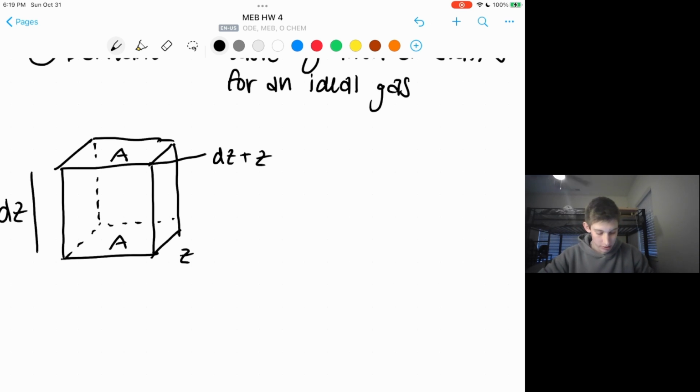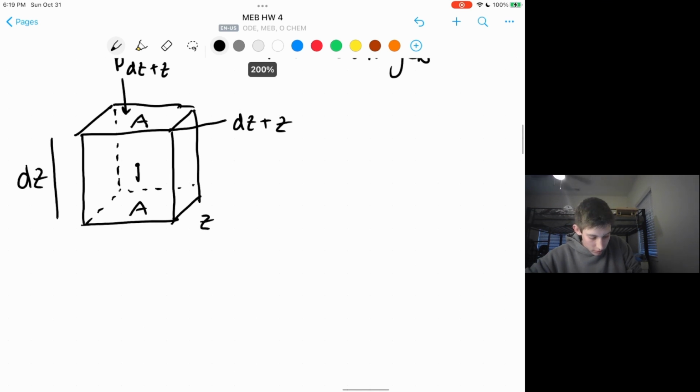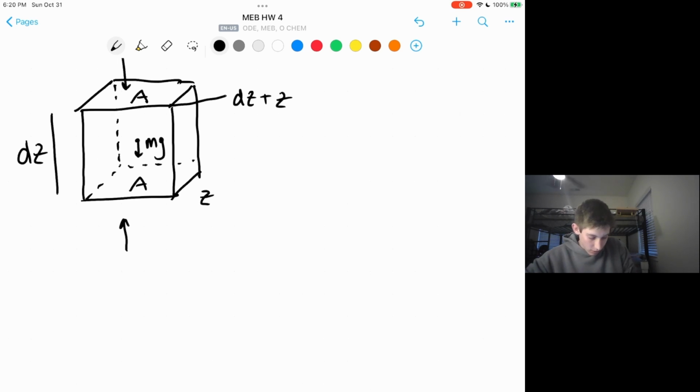So on just this basic cubic unit, there's going to be a pressure downwards. So we'll call this P, pressure at dz plus z. There's going to be the force of gravity down, so we'll call that mg. And then there's going to be the pressure going up at point z, so we'll call that P at z.